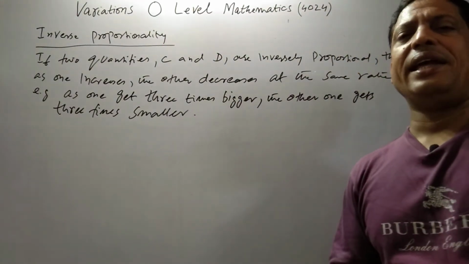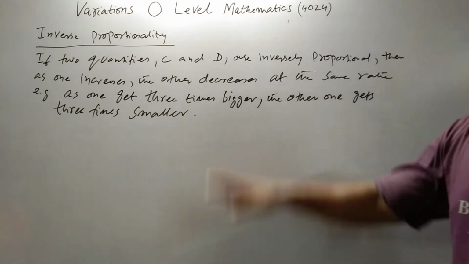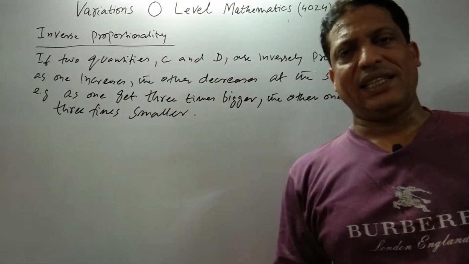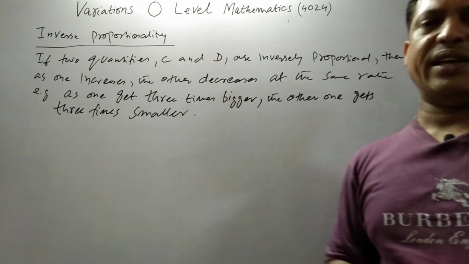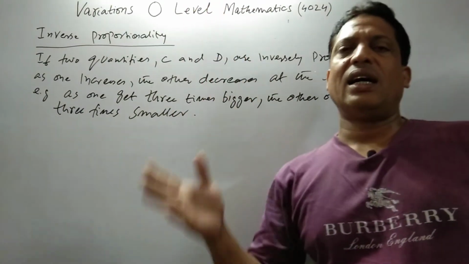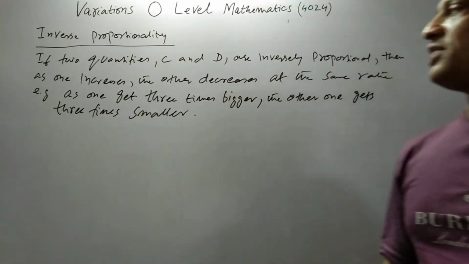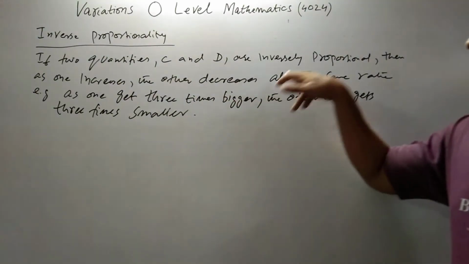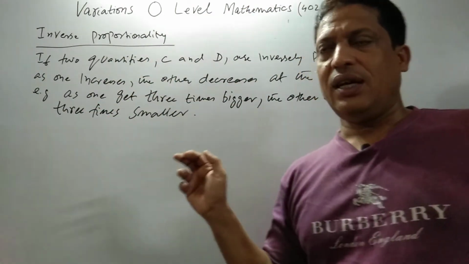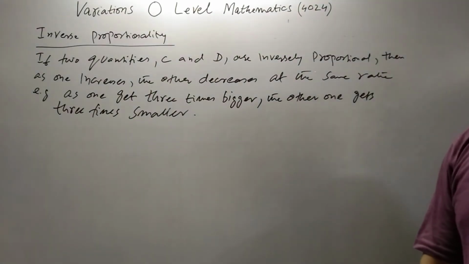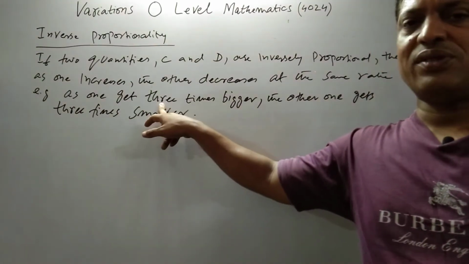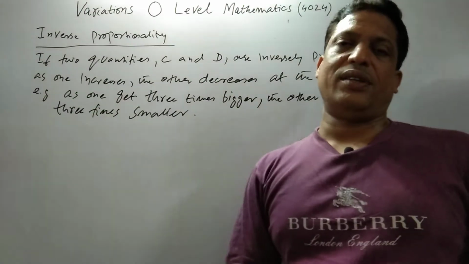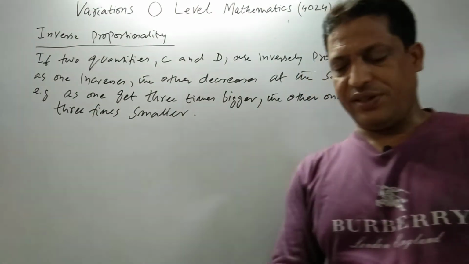So students, this is the definition of inverse proportionality. If one quantity increases, the other decreases. If one quantity decreases, the other increases. So there is the inverse relation. If one is going to bigger, then other is going to smaller. For example, look at this. One gets 3 times bigger, the other one gets 3 times smaller, but you can see the rate is same. So the rate is 3. 3 cannot be changed. Okay.